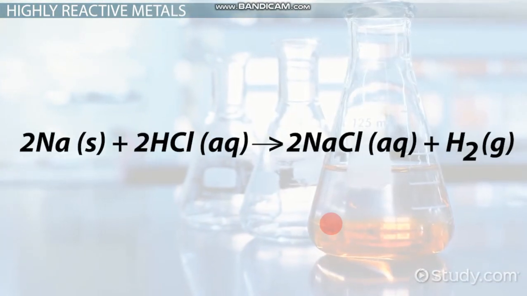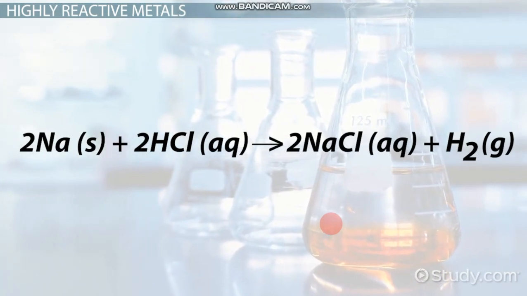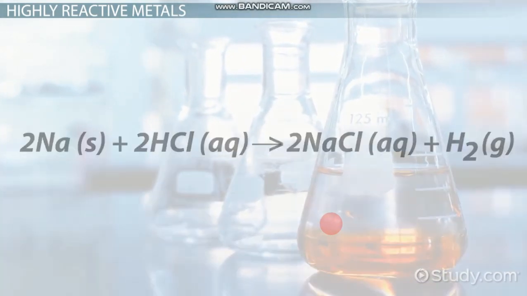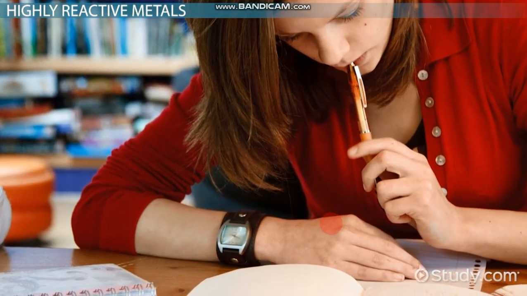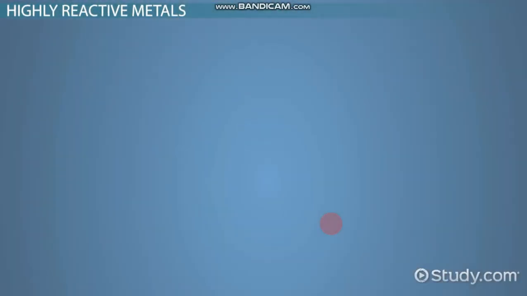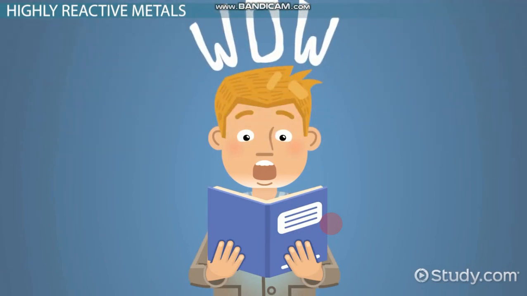Sodium reacts with dilute hydrochloric acid, according to the following equation. If we saw this reaction take place, we would see hydrogen bubbles forming in the solution. Let's break this reaction down to see what's happening in terms of electrons transferring between the reactants.